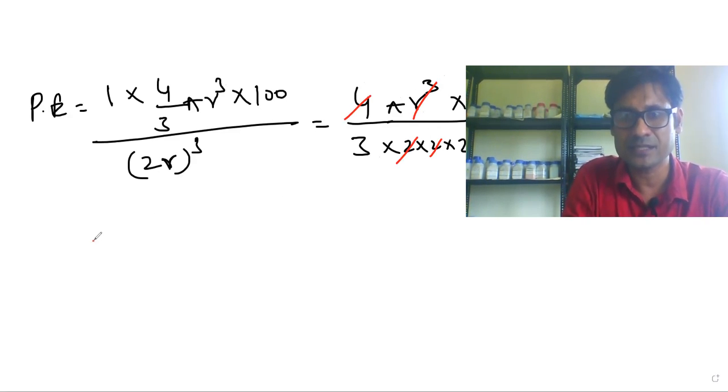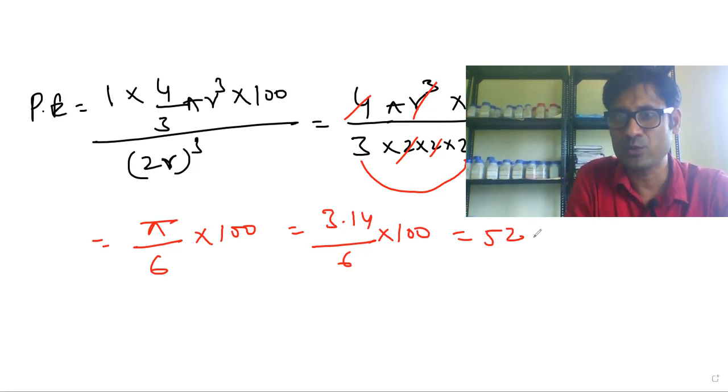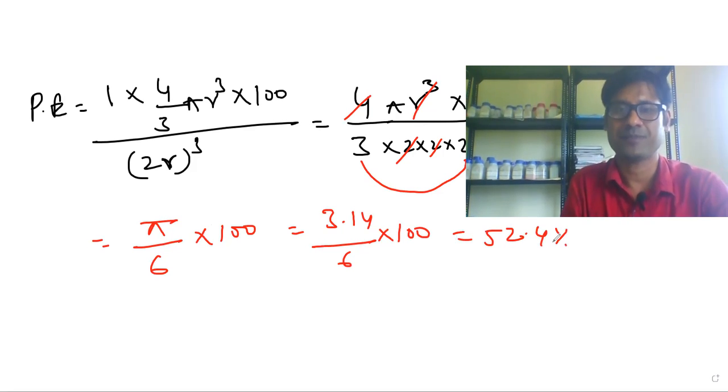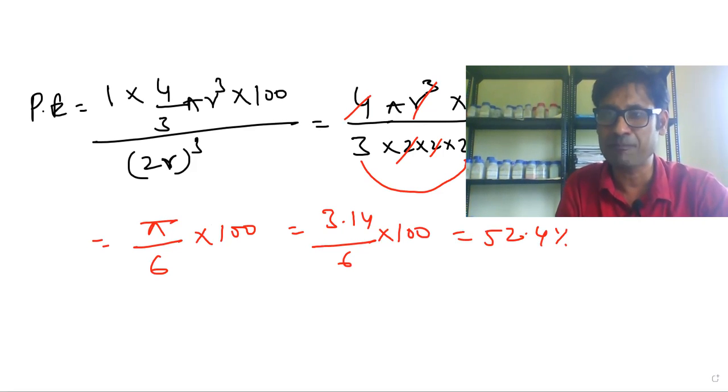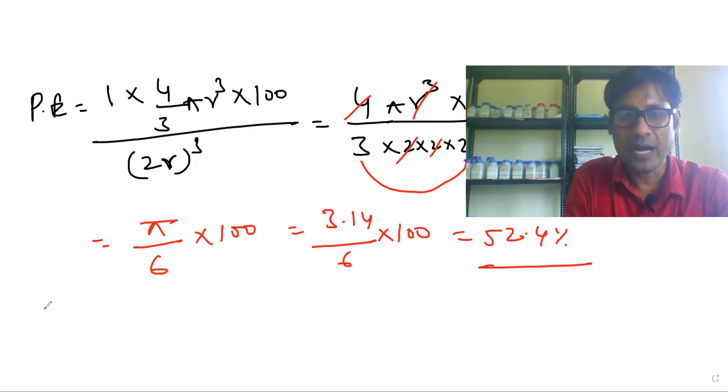The answer is pi by 6, into 100, which means 3.14 upon 6 into 100, is equal to 52.4%. The packing efficiency of simple unit cell is 52.4%.